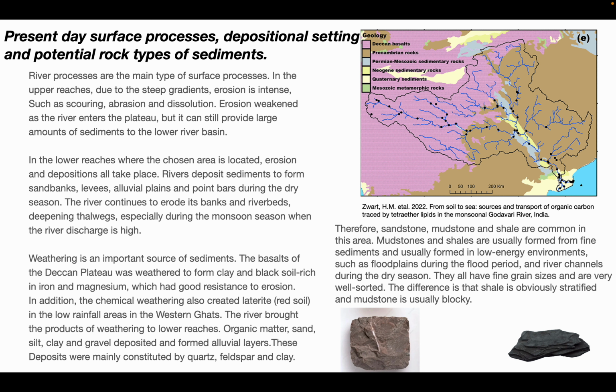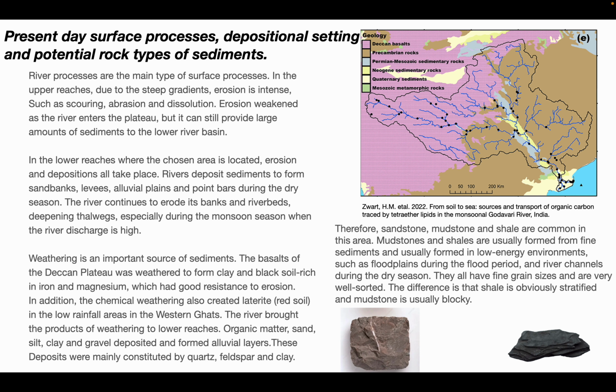River deposits sediments to form sandbanks, levees, alluvial plains, and point bars during the dry season, and the river continues to erode the banks and riverbeds, deepening the sawwags, especially during the monsoon season when the river discharge is high.